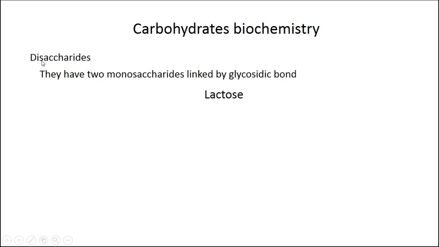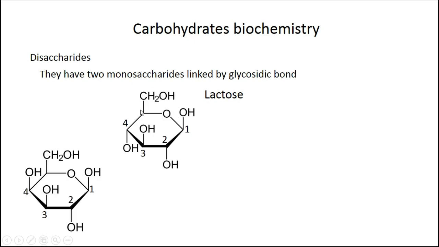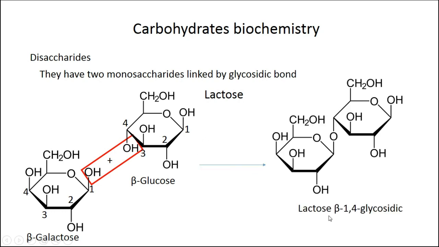And we have another disaccharide, which is lactose, and lactose is formed of beta galactose and beta glucose. And the reaction here is between the hydroxyl group of the first carbon of beta galactose and the hydroxyl group of the fourth carbon of the beta glucose. So the bond here is a beta 1,4 glycosidic bond.